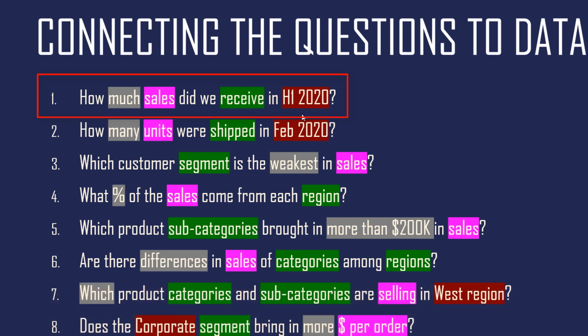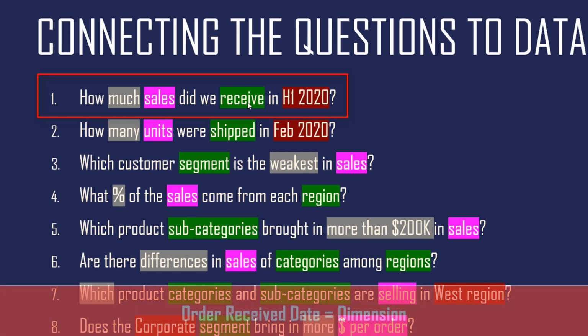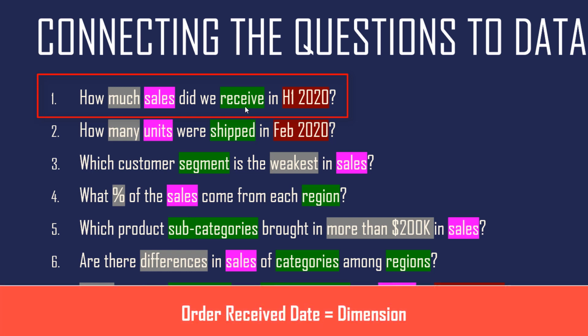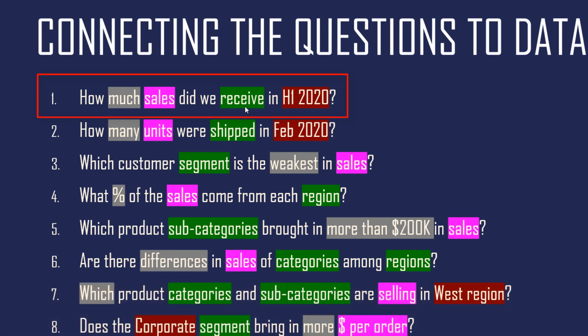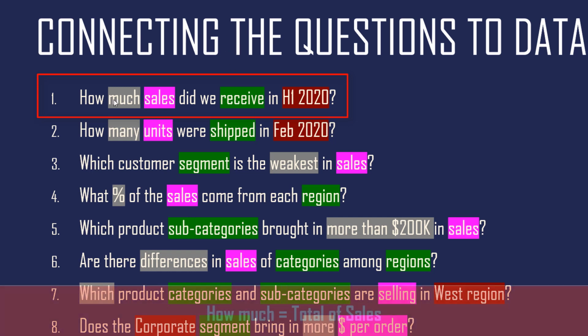What date are we going to use for filtering is determined by this green thing, which is the received. So when did we receive the order? So the order date is the dimension. Even though the question isn't mentioning the date column names, or any column names, we are tying the questions to the column names in order to be clear about what we need to go and calculate from the data. So that is why this is green.